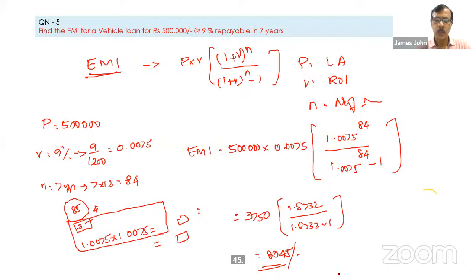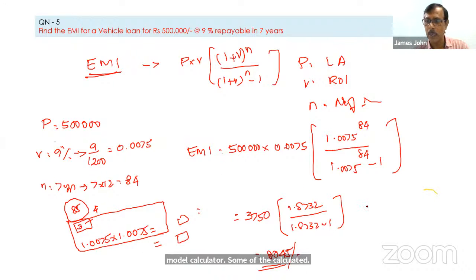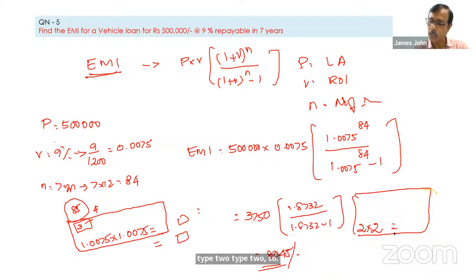Once again, please tell me the calculator method, sir. I'll explain. You have that base model calculator; some of them will not function. So I will repeat it once again. Now you take the calculator. You type 2, then the multiplication sign, 2, and press the equal sign. Your answer appears.